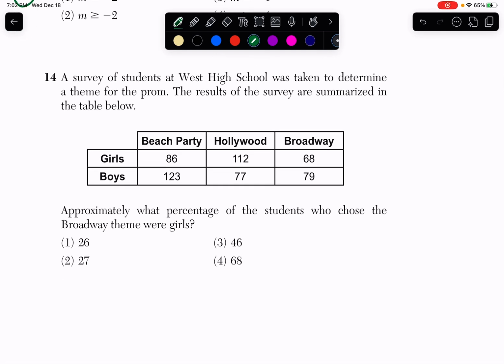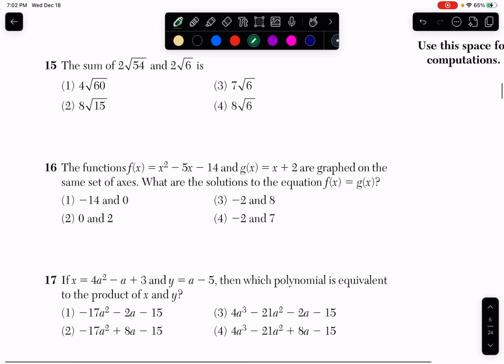Number 14, we love a good two-way table. That's Unit 3. Number 15, we have not dealt with radicals yet, but I do know what a sum is. So I'm going to call that category 2.